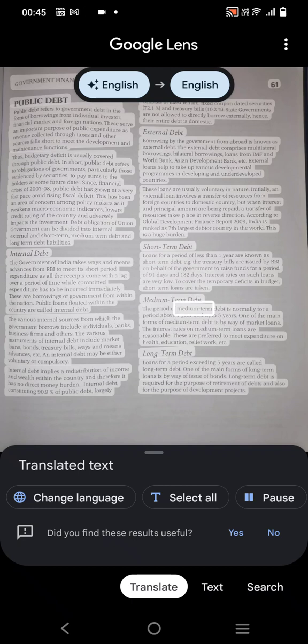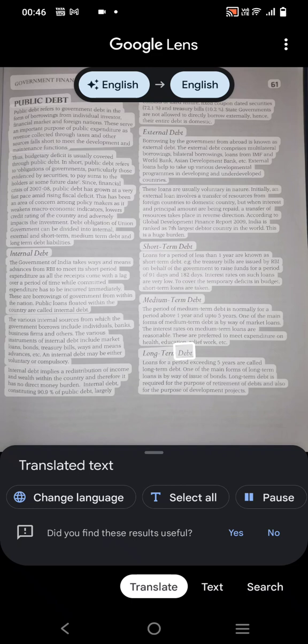Medium-term debt. The period of medium-term debt is normally above 1 year and up to 5 years. One of the main forms of medium-term debt is by way of market loans. The interest rates on medium-term loans are reasonable. These are preferred to meet expenditure on health, education, relief work, etc.